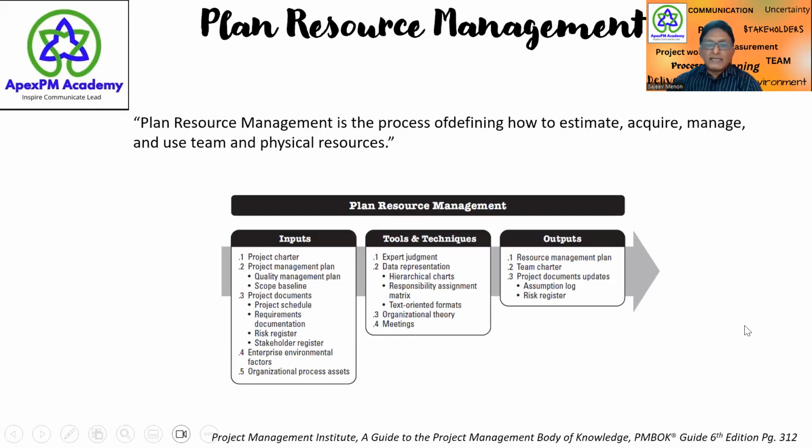Now, these are the inputs, tools, techniques, and outputs from the earlier version of PMBOK, version 6. Here you see that to plan your resources, you need the project charter, the project management plan, and documents like the schedule, the requirements, risk register, etc. And what are some of the tools that are used? Expert judgment, hierarchical charts, responsibility assignment matrix, etc. And the outputs are the resource management plan, the team charter, and the risk register and assumption logs.